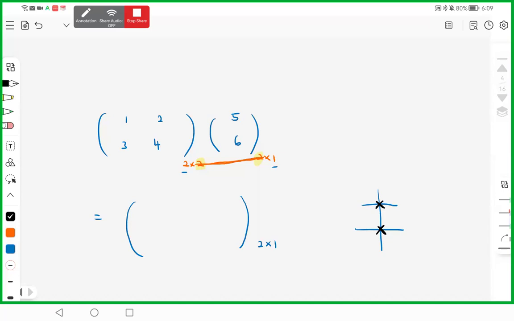Then we read the position. The position here is the first row, row 1, column 1. It means the elements in row 1 must multiply with the elements in column 1. So I have to write like this. 1 times 5 plus 2 times 6. One more time. 1 times 5 plus 2 times 6.